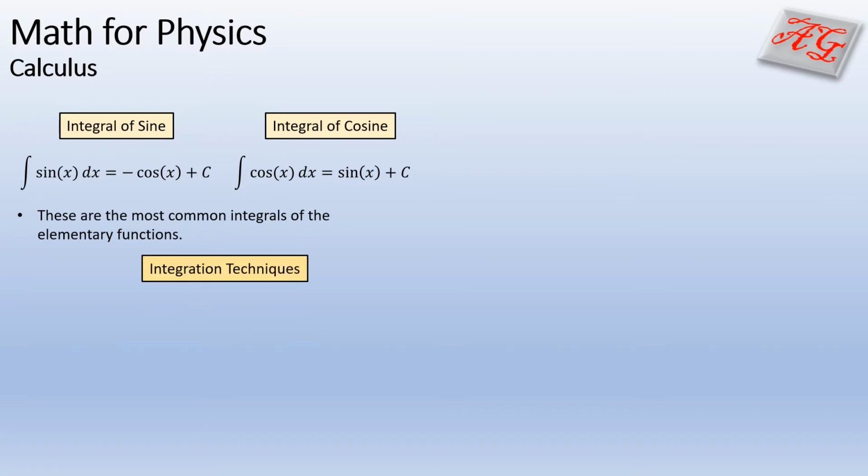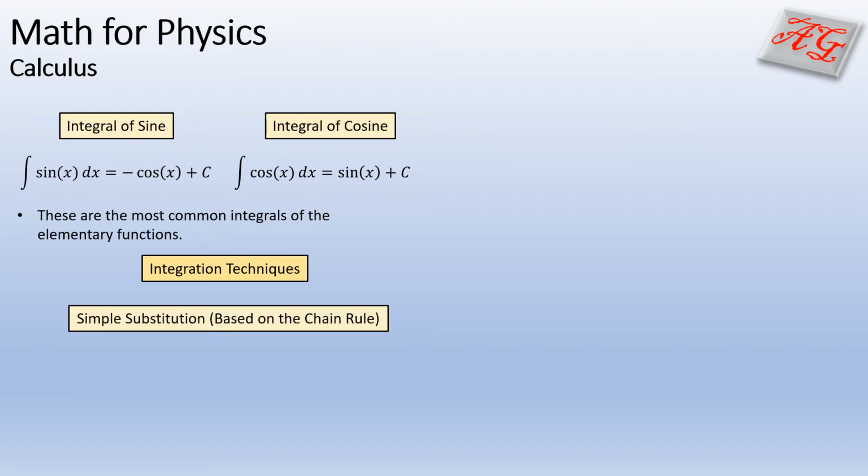Now let's take a quick look at some of the basic techniques that you can use to calculate integrals. The first technique is that of simple substitution, which is based on the chain rule of differentiation. Remember that the derivative of the composite function f of g of x is given by the derivative of f with respect to g times the derivative of g with respect to x. If you can identify a function that has the form of the derivative of a composite function, you can substitute this to eliminate terms and make the integral simpler.